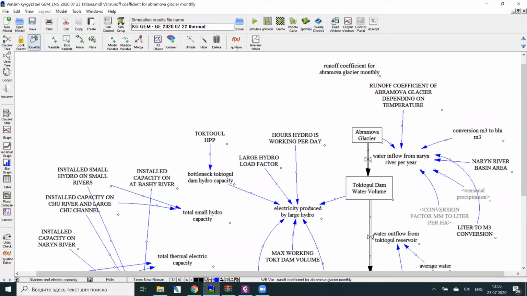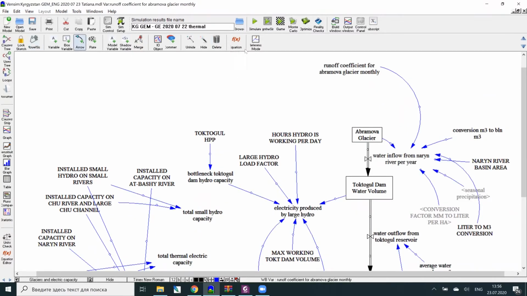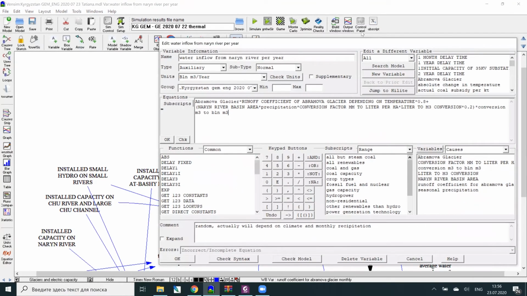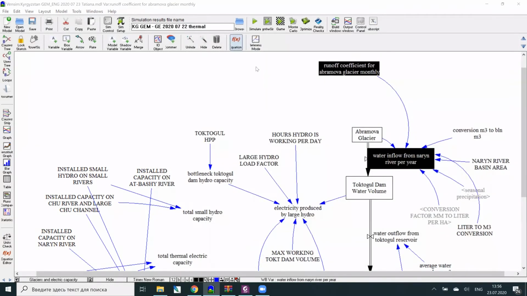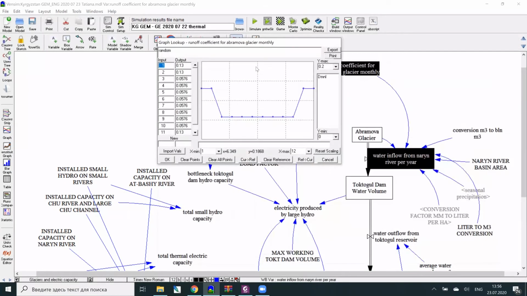So let's delete that one and connect. We'll then change the water inflow. Sorry, the runoff coefficient. We have dimensionless as graph. Yeah, it's pretty much the same. Let's leave it the same. For now, it's perfectly fine. I tend to think it's the mirror of that. Yeah, it should be the mirror of this one.